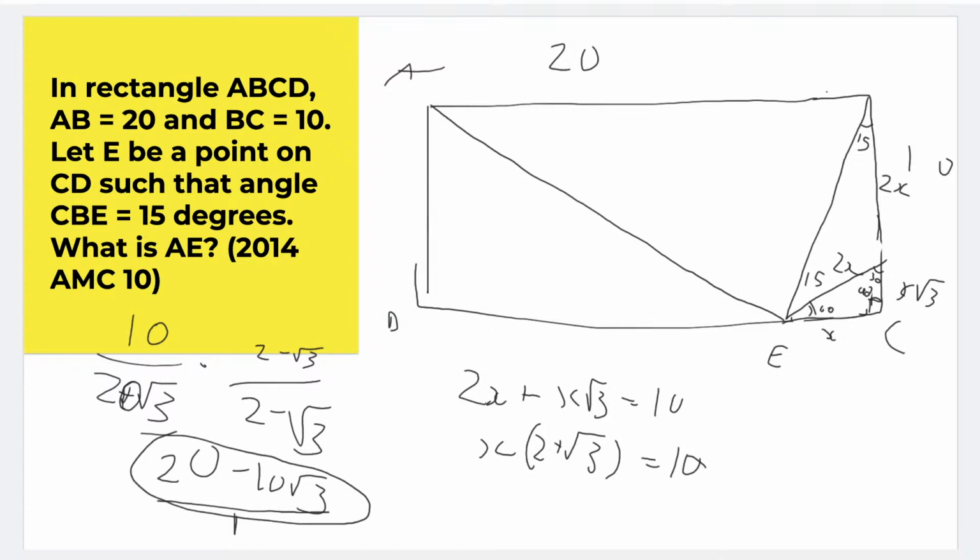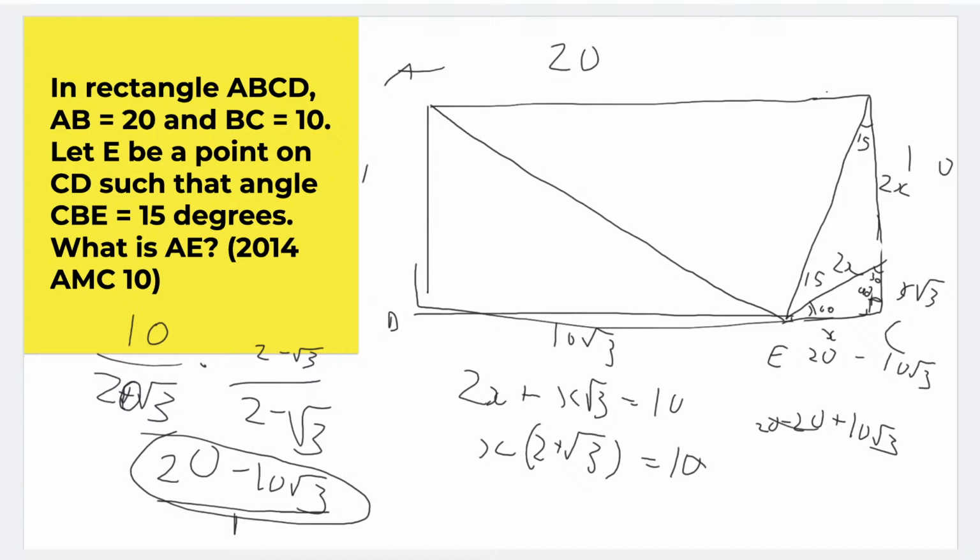So we know that this side is 10 minus 10 square root of 3. Now we want to find out this segment. Now this is simply 20 minus 10 square root of 3, which is 20 minus 20, minus becomes a plus 10 square root of 3. Now the 20s cancel and we get 10 square root of 3. Now we're close to our answer.